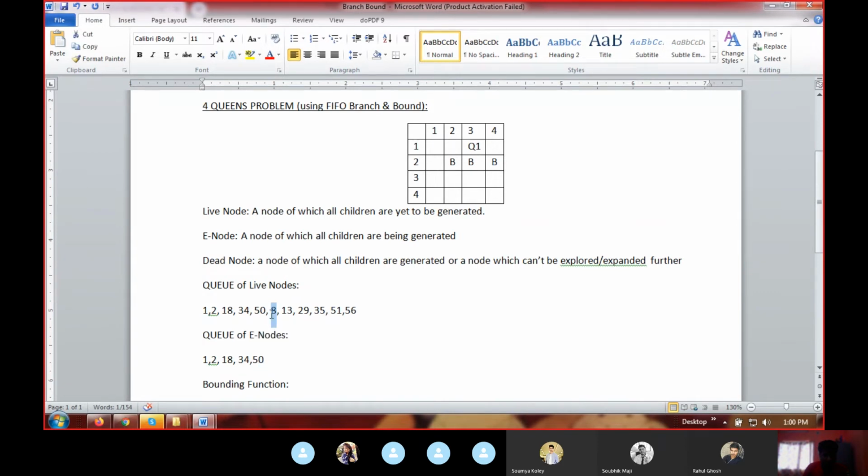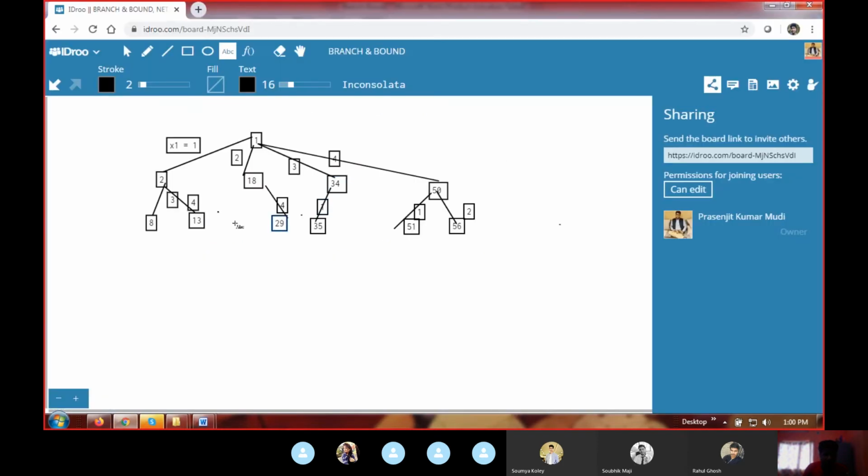Then 50 is done. The next live node, E-node, will be 8. Now we want to explore 8. So 8 can't be further expanded because all of its children can't lead us to a solution. Just track it, you can understand. We want to move on to 29. Why 29? Because 29 can be expanded further. How? See, 29 may have two children.